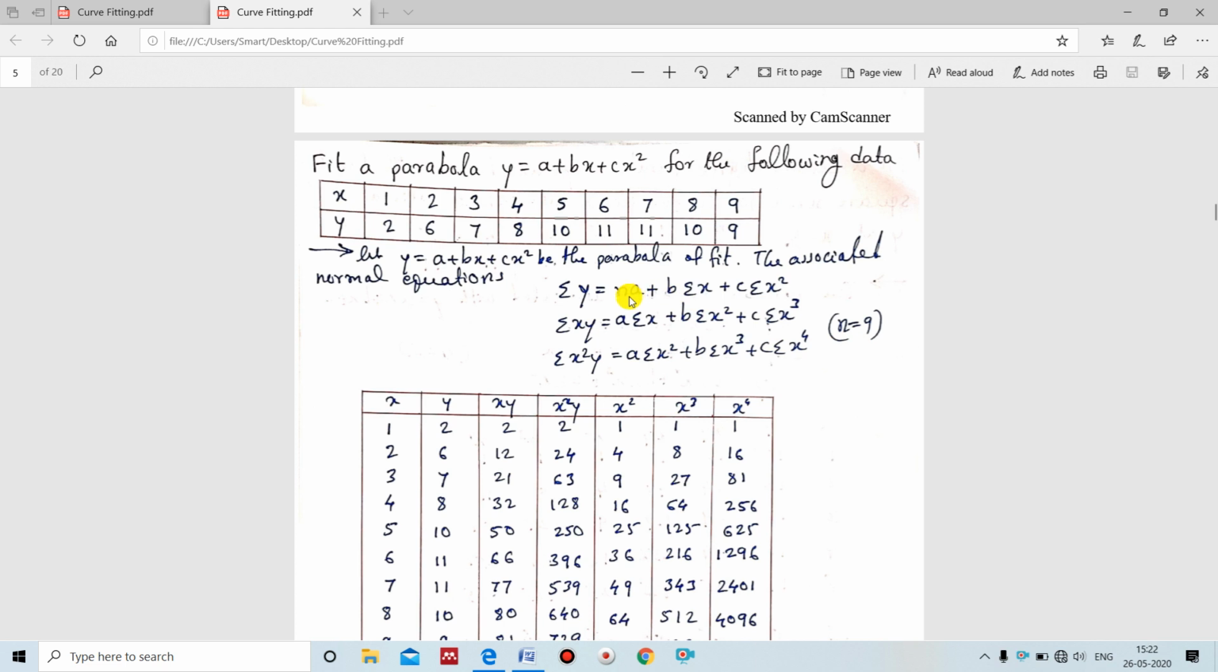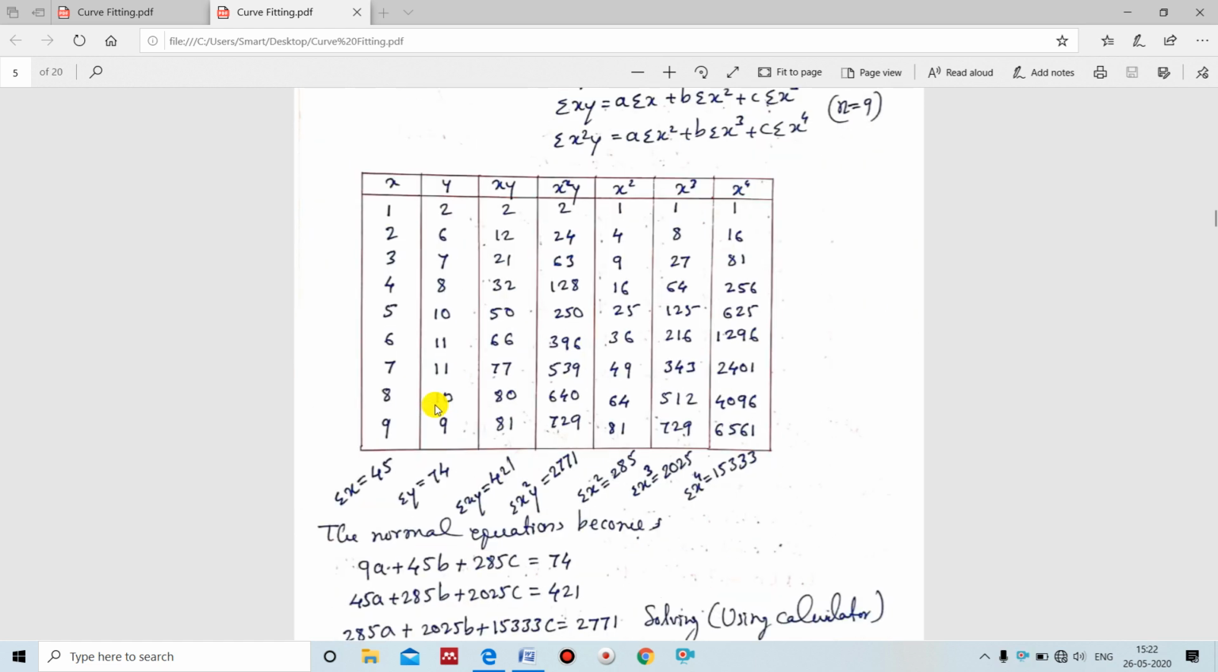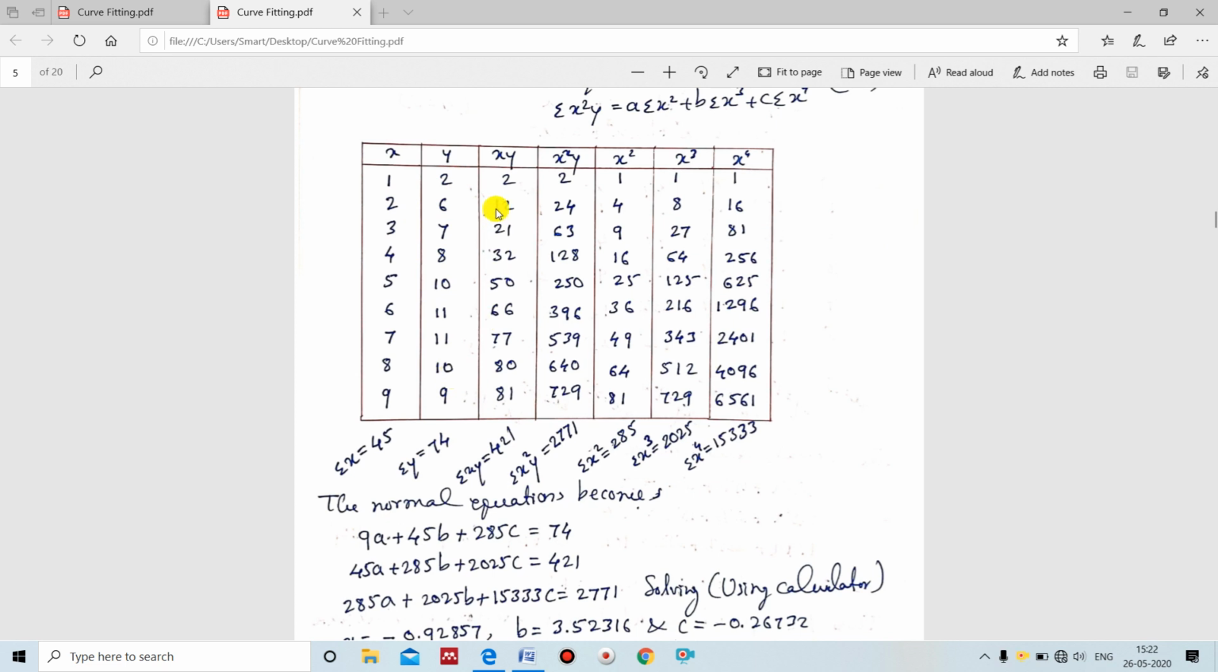Here n means the number of data, 1, 2, 3, 4, 5, 6, 7, 8, 9, so n is equal to 9. Let us prepare the table. x is given, y is given, so multiply xy: 1 into 2 is 2, 2 into 6 is 12, 3 into 7 is 21, 4 into 8 is 32, like that 9 into 9 is 81. Then x square into y: 1 square is 1, 1 into 2 is 2, 2 square is 4, 4 into 6 is 24, 3 square is 9, 9 into 7 is 63, 4 square is 16, 16 into 8 is 128, like that 9 square is 81, 81 into 9 is 729.